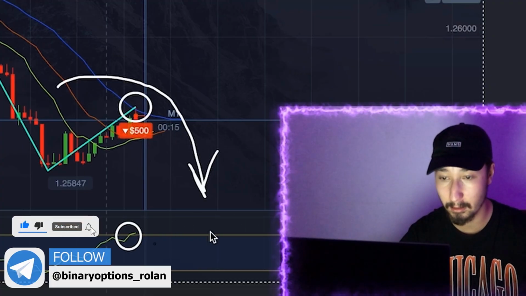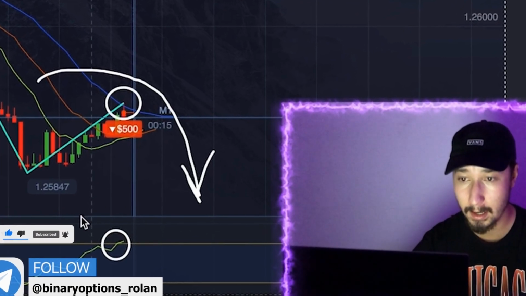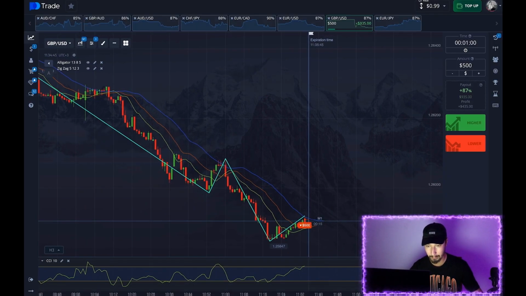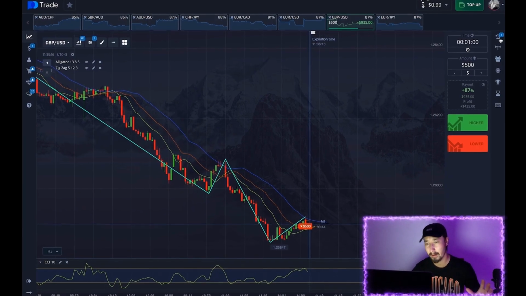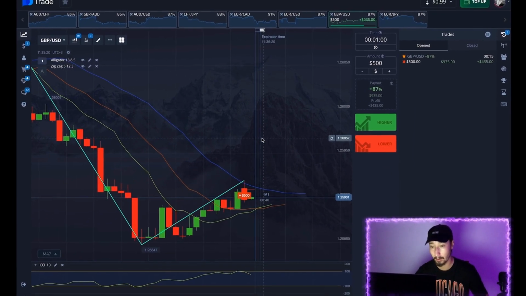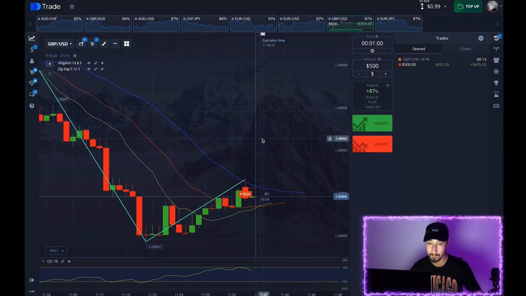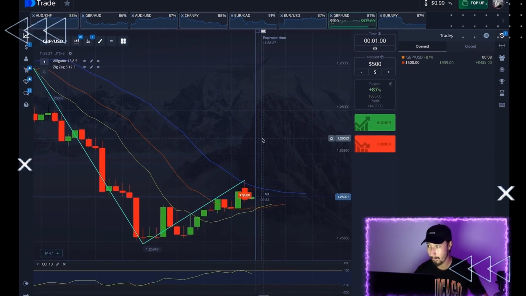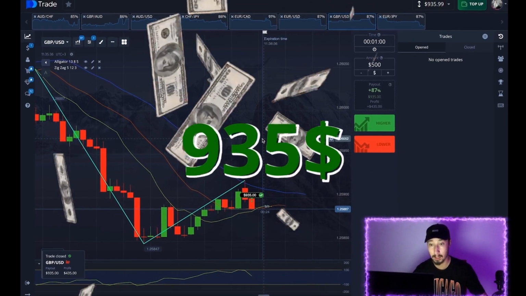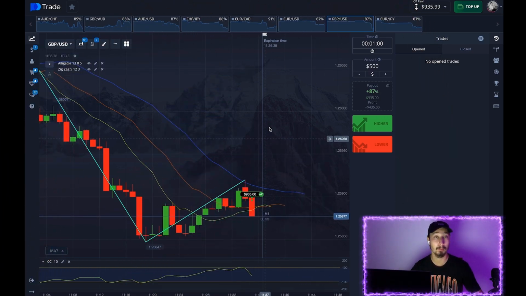Our oscillator is in the overbought area, as you can see. Respectively, all indicators indicate that the trade should be opened for a short. And let's look at the result of the second position. And of course our second position closed with a plus.